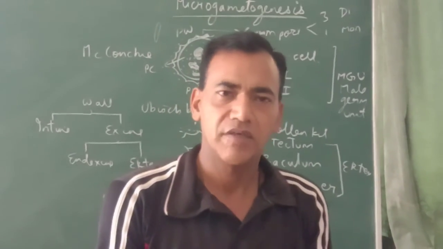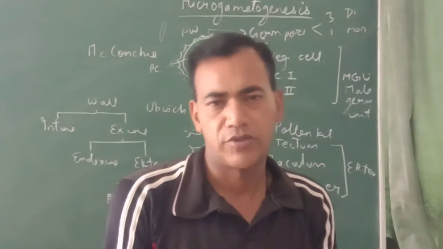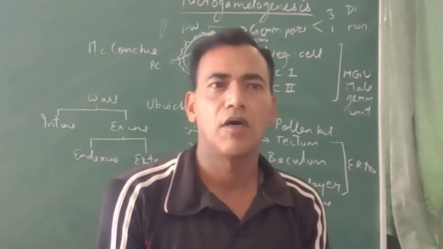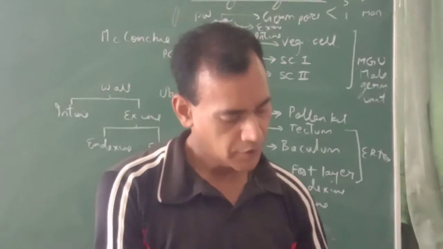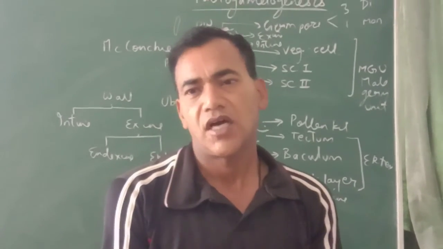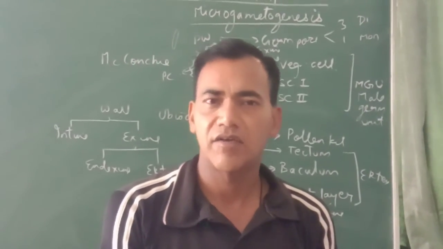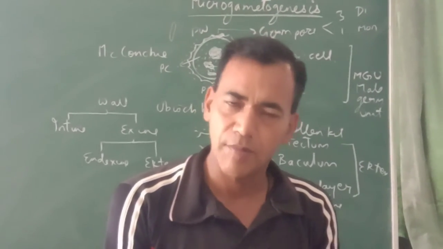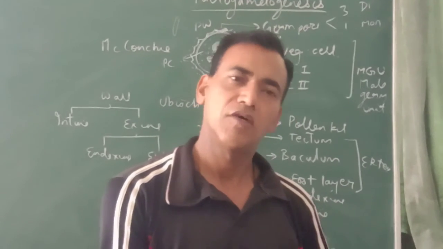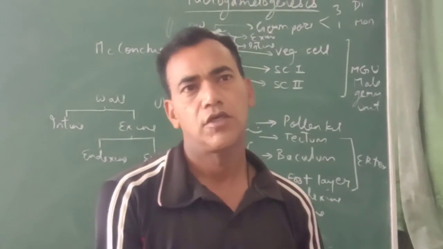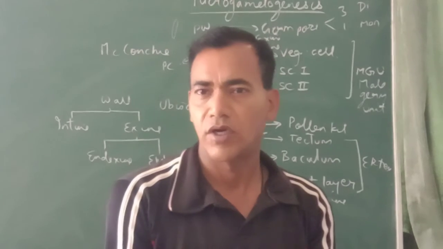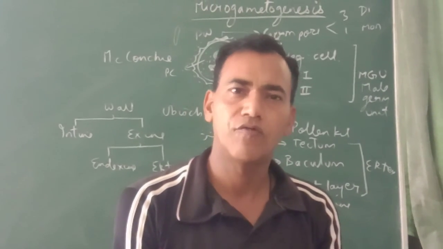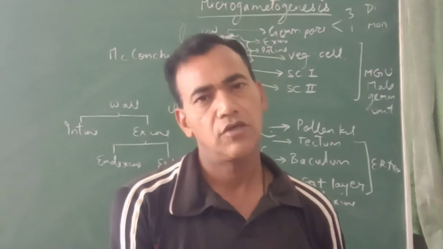So, in this lecture, we have completed microgametogenesis. That is the entire developmental process from a microspore to pollen grain. In these two lectures, I have tried to cover the entire development of the pollen grain, which is the male gametophyte, from the very initial stage of the anther to the final release of pollen grains. In the next lectures, we will be discussing the development of the female megaspores and female gametophyte.